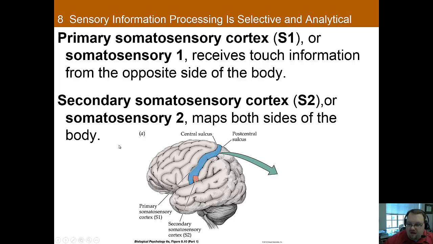There's also a secondary somatosensory cortex, which you'll see right here. It's actually quite small. And it's a little bit different because it actually maps both sides of the body instead of just one. And you'll see this on the next slide where the areas that are mapped in this area are much less laterally specific.